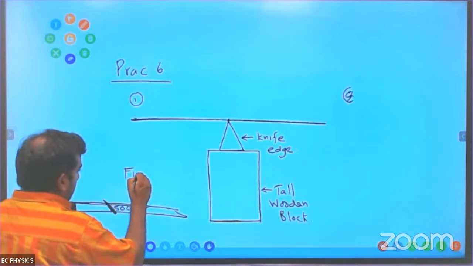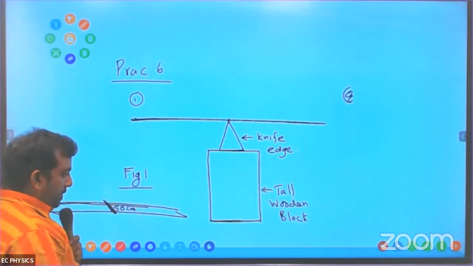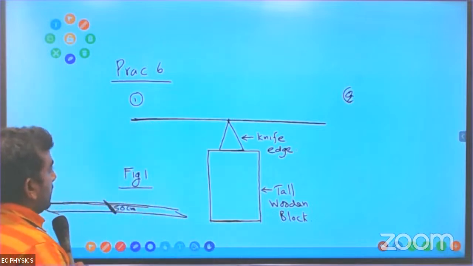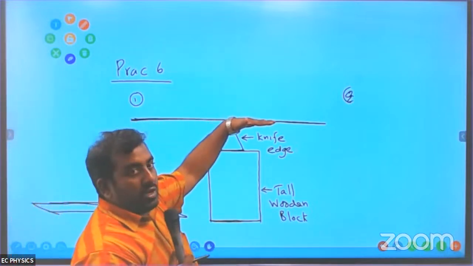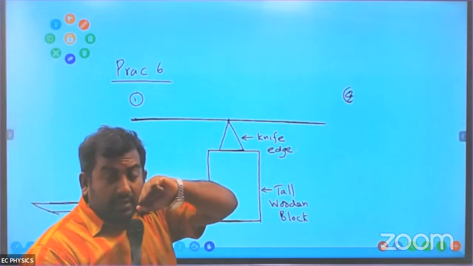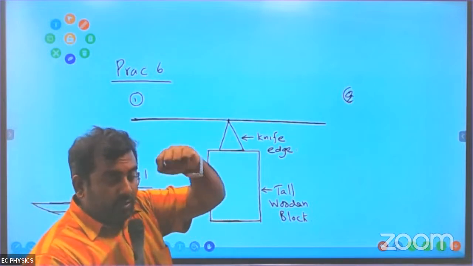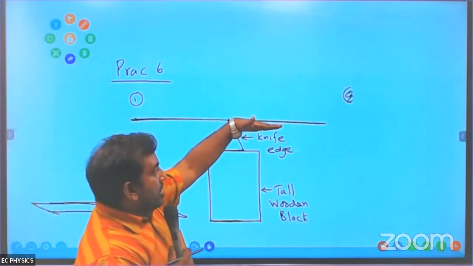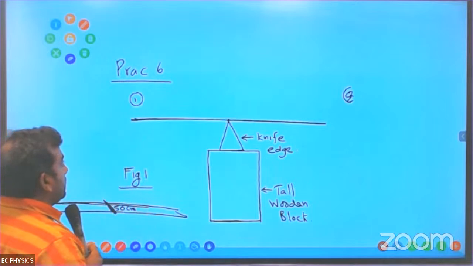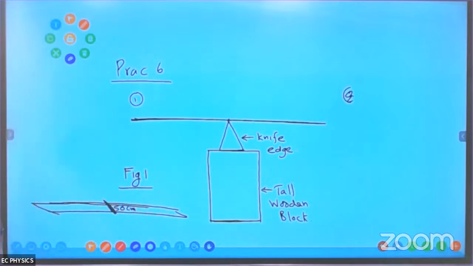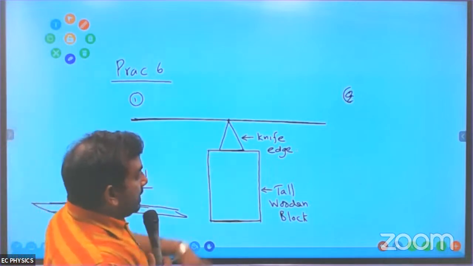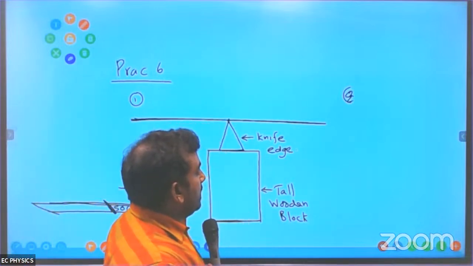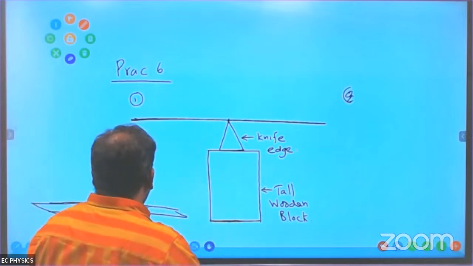Let's write procedure. Figure number 1. We balance the meter ruler horizontally. Apparatus needed, meter ruler also, right. That's right. Balance a meter ruler horizontally on a knife edge as shown in the figure.